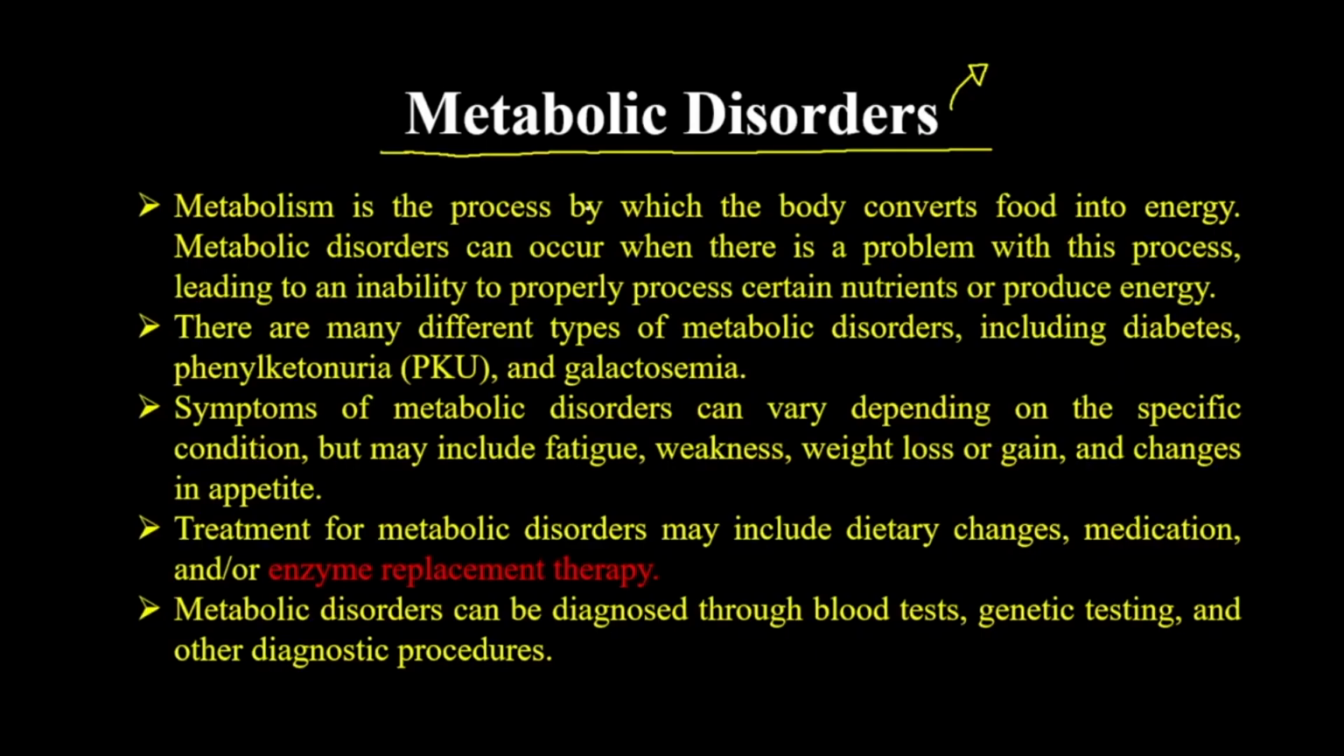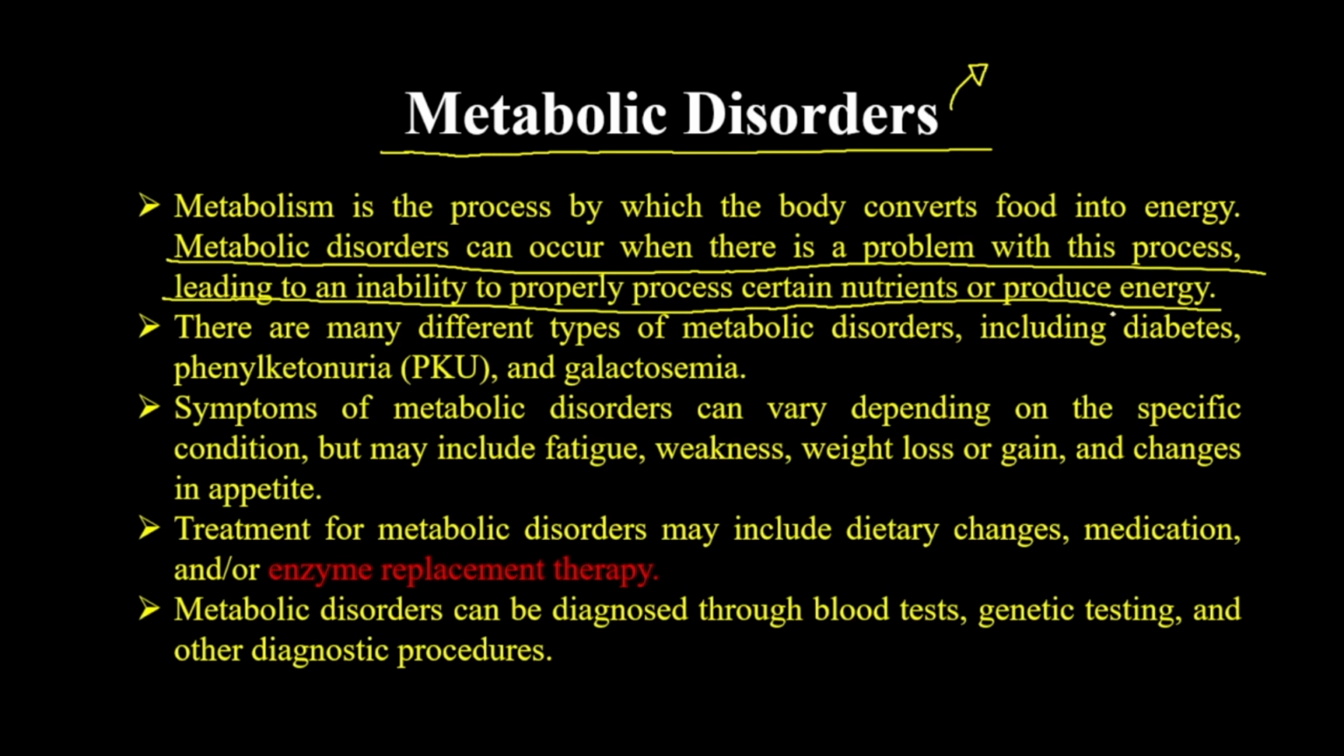Then we take another example of drugs, for the diseases where you have metabolic disorders. Metabolic disorder means diseases where you are going to have a disturbance of the metabolites. Metabolism is a process by which the body converts food into energy, right? So a metabolic disorder can occur when there is a problem with the process, leading to an inability to properly process certain nutrients or produce energy.